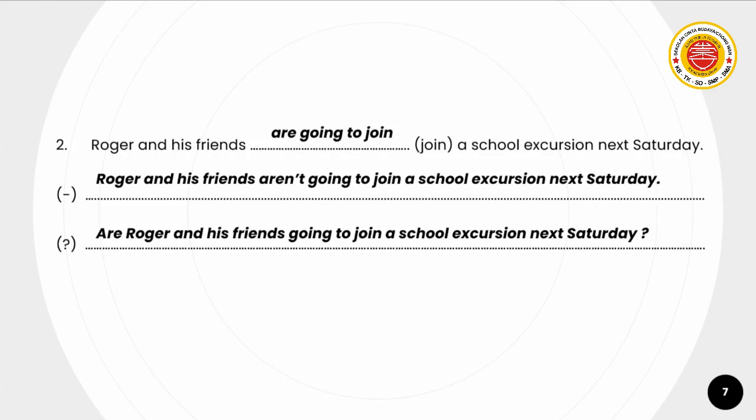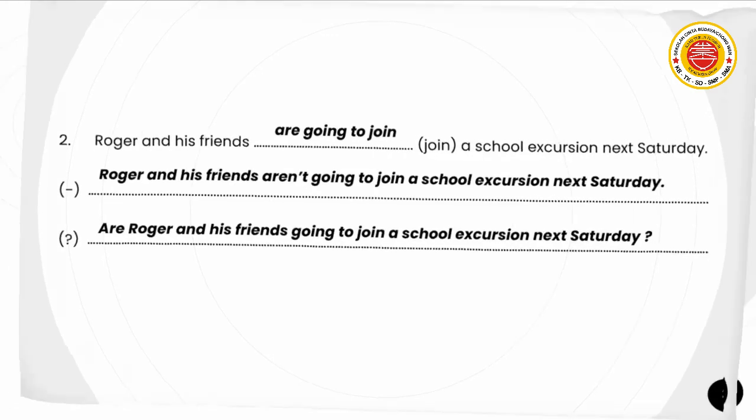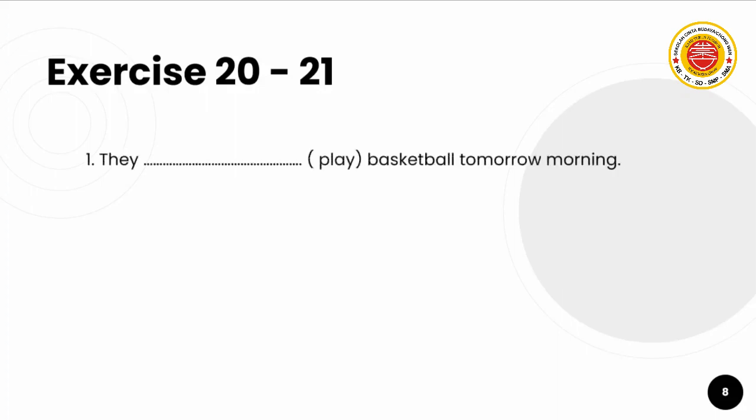Okay, now I want you to do number 3, 4, and 5 by yourself. Sekarang untuk nomor 3, 4, dan 5, kalian harus kerjakan sendiri. Now let's turn to page 27. Sekarang kita balik ke halaman 27. Exercise 20 and 21. Latihan 20 dan juga 21. Fill in the blanks with be going to. Isilah titik-titik dengan menggunakan be going to.